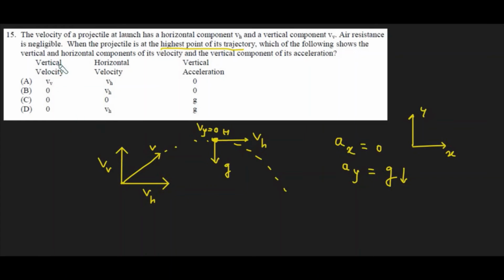Now let's take the options. The vertical velocity is 0, the horizontal component is vh, and the vertical acceleration is g. That means option D.